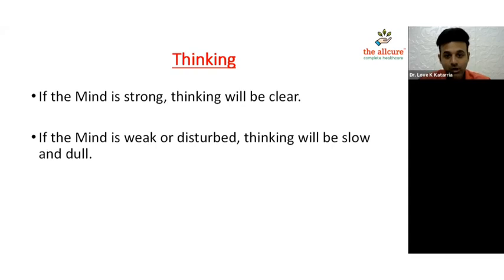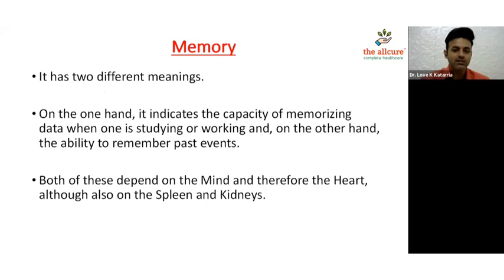And if the mind is weak or disturbed, thinking will be slow and dull. And we see in cases of spleen chi deficiency or spleen yang deficiency, kidney yang deficiency, the patient typically presents with such symptoms. Now memory has two different meanings. First of all, it is the capacity to learn, like studying or memorizing. The other is to remember past events. Memorizing is mainly affected by the heart, but it is also affected by the spleen.